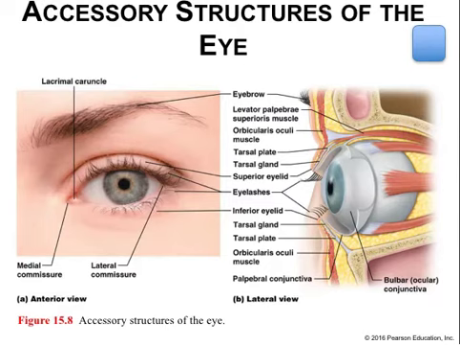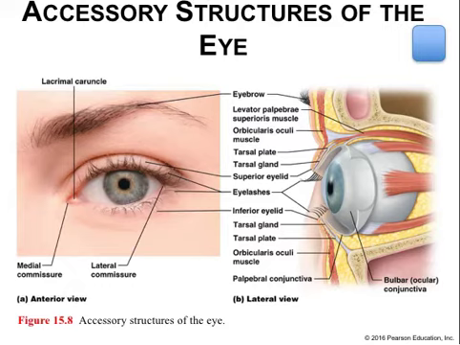Note that the orbit has several accessory structures. They have various roles in protection and function in the eyeball. The eyelids are two thin folds that cover the anterior region of the orbit and prevent access by foreign objects and distribute tears during blinking.